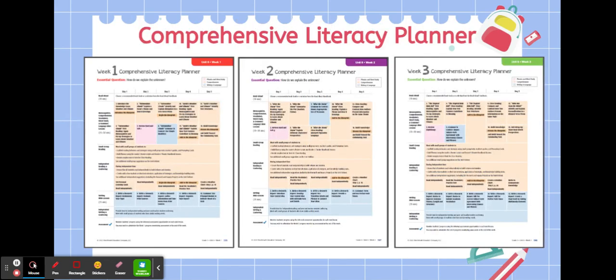Here are the comprehensive literacy planners for Unit 8, which are found within the benchmark materials. As a reminder, all of the lessons for a particular day need to be taught in lesson number order, as each component supports the next.